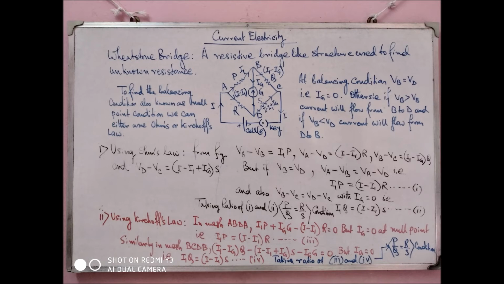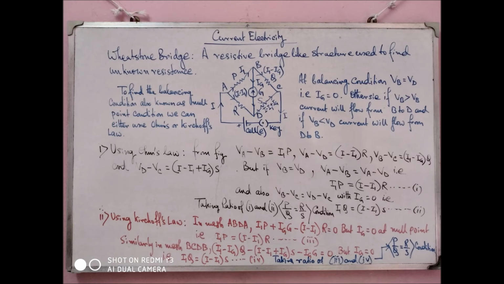Now the answer is, to find this we use either Ohm's law or Kirchhoff's law to find this balancing condition, which is also known as the null point condition. Null means no. Null point condition, no means no current.